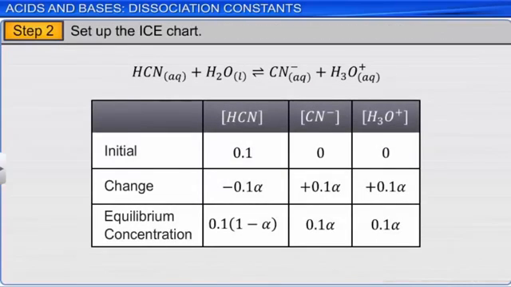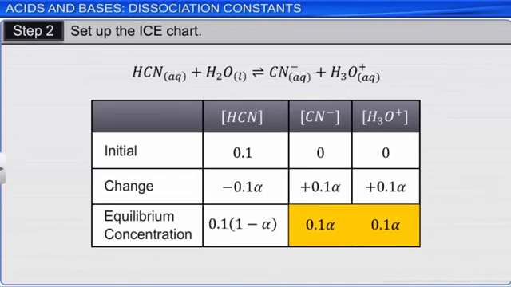The initial concentration of hydrocyanic acid is given as 0.1 M. The initial concentration of the products is 0. Since the reaction is yet to happen, the change in concentration on proceeding to equilibrium in terms of alpha is minus 0.1 alpha for hydrocyanic acid and plus 0.1 alpha and 0.1 alpha each for CN- and H3O+ ions. The equilibrium concentration of hydrocyanic acid is 0.1 multiplied by 1 minus alpha and 0.1 alpha each for cyanide and hydronium ions.